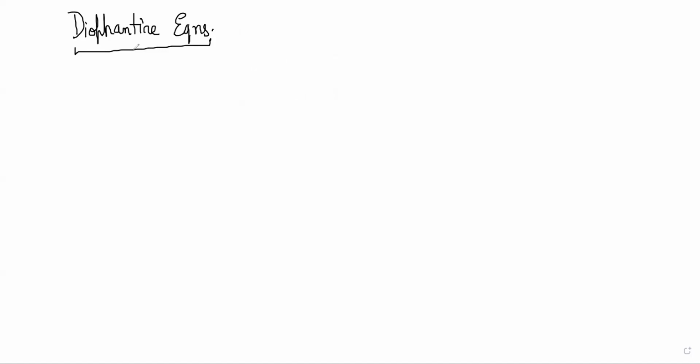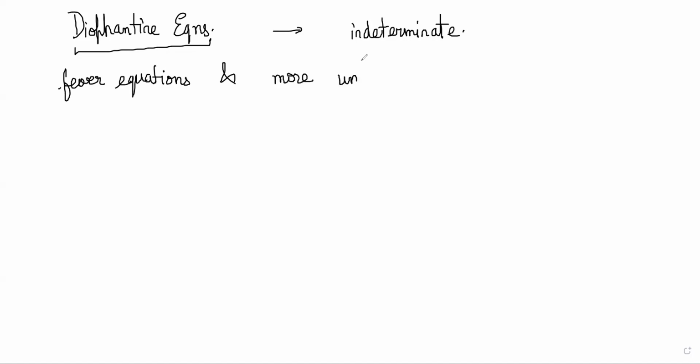This is Diophantine equations. Basically, these are the kind of equations which are known as indeterminate equations. Why are they indeterminate? Because usually they have fewer equations and more unknowns. So generally you solve them by using properties of number theory that you know.